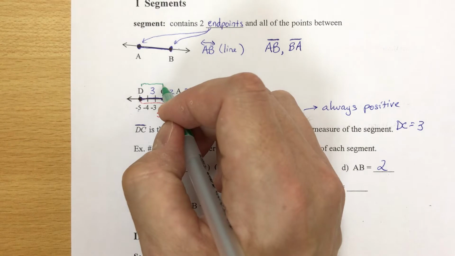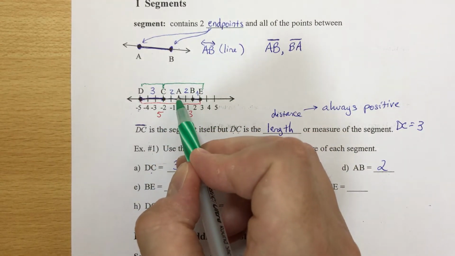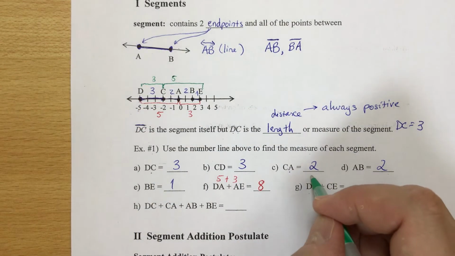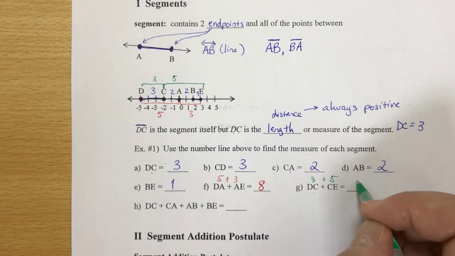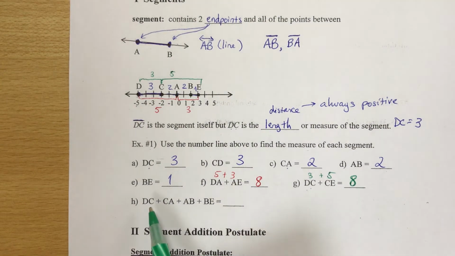And from C to E is 1, 2, 3, 4, 5. So there's 3 and there's 5. Notice 3 plus 5 is also 8. Now we're going to do one more here.